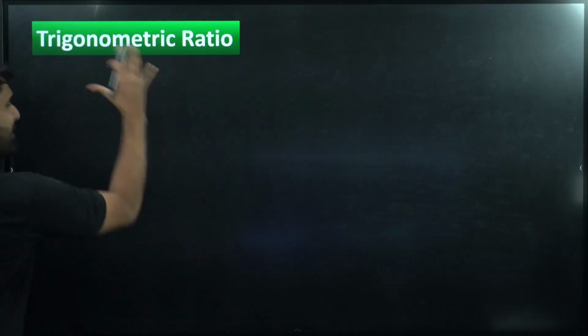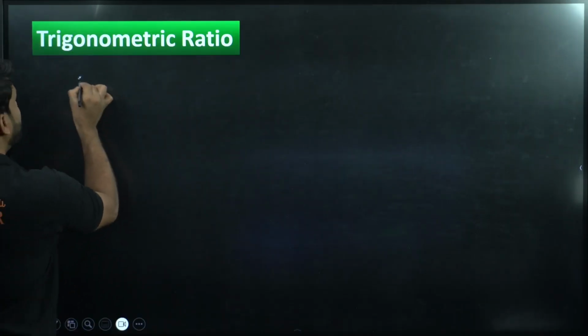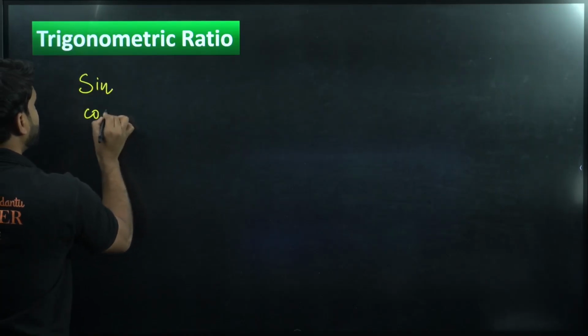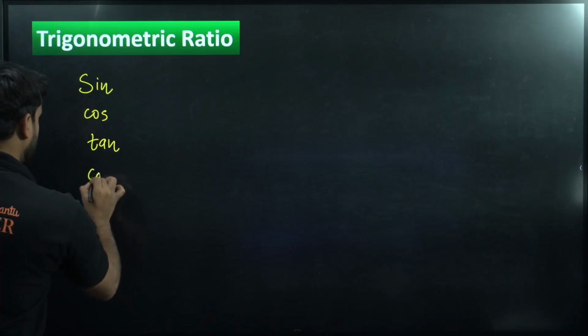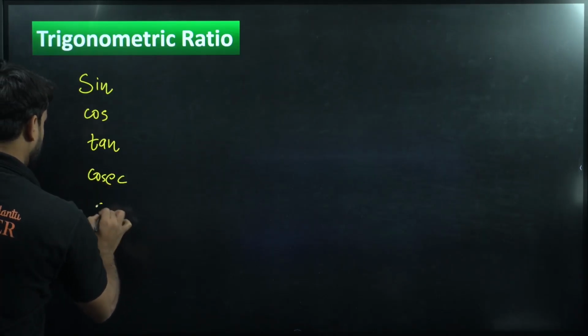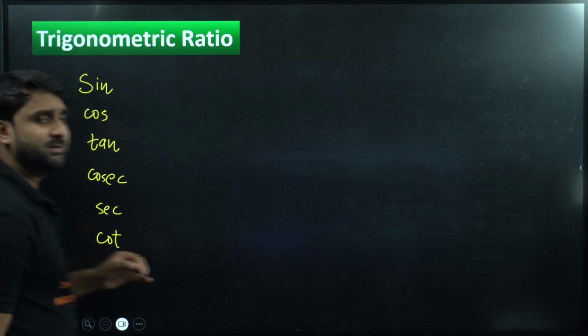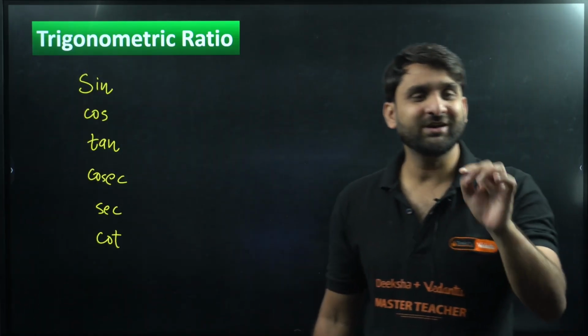So my dear champions, there are 6 trigonometric functions: sine, cos, tan, cosec, sec and cot. So there are 6 trigonometric functions: sine, cos, tan, cosec, sec and cot.